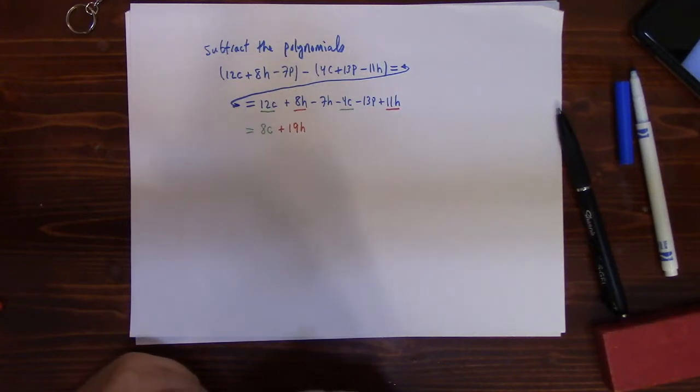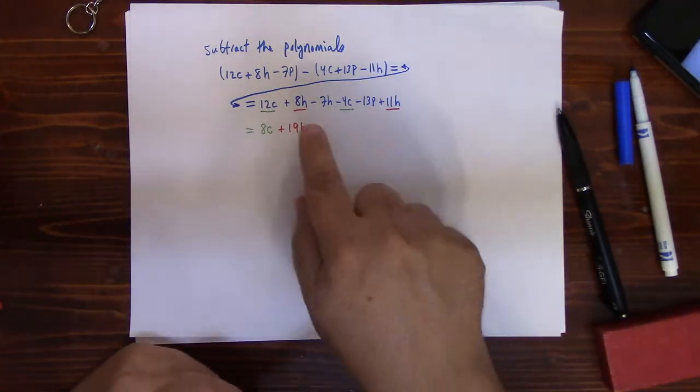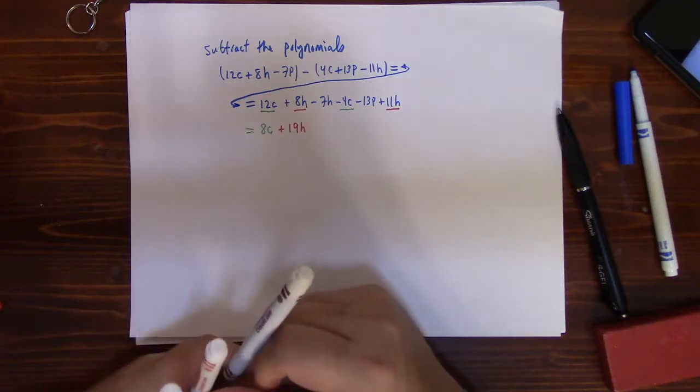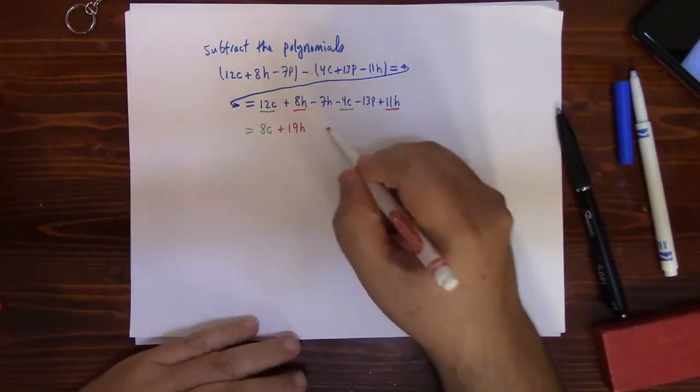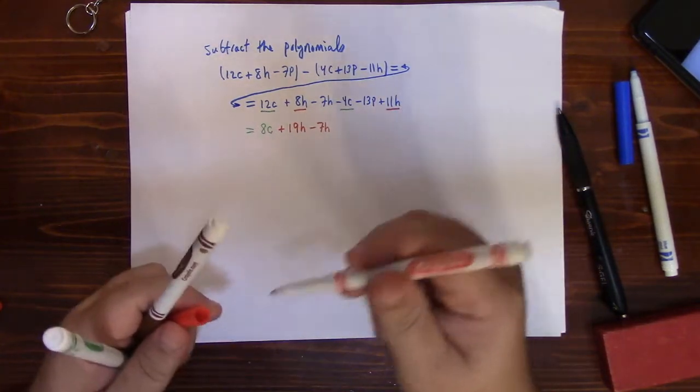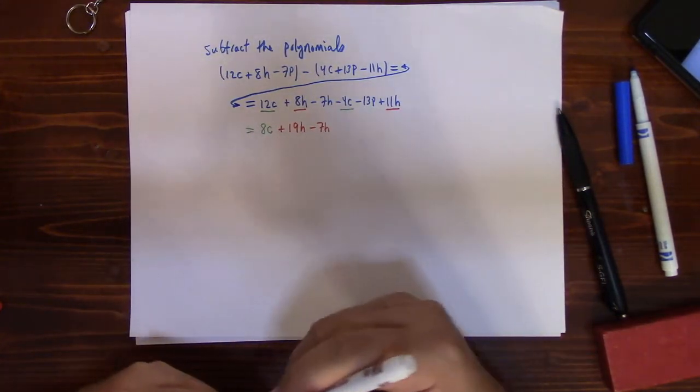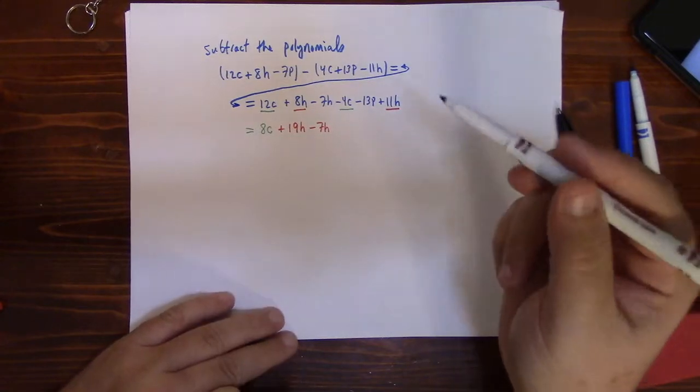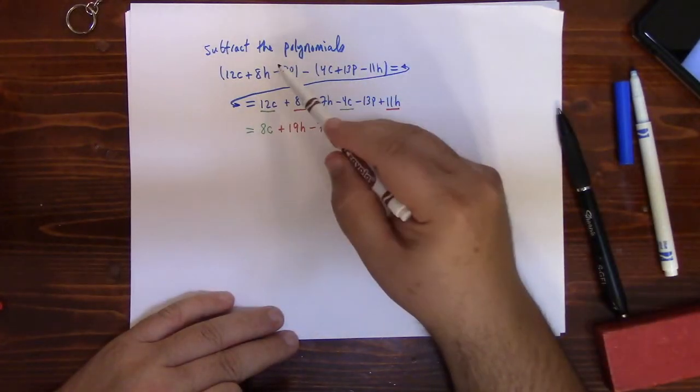Did I get all my h's? Oh, I didn't get all my h's. Oh, man. There's 3 h's. Oh, phooey. I still got to subtract that 7h. I'm going to have to write another step. Rats. And then, of course, you just got the one. Oh, man. 12c plus 8h.